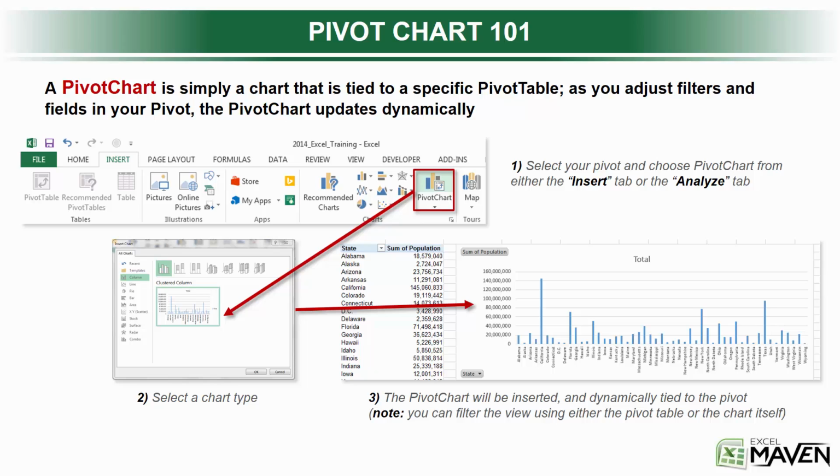And what that means is that you can't edit either the table or the chart independently, since the two are essentially joined at the hip. Any adjustments that you make to filters or fields in your pivot will also be reflected in your chart, and vice versa. Now, one important caveat is that this section will be pretty brief, and we won't dive very deep into all of the chart-specific functionality.